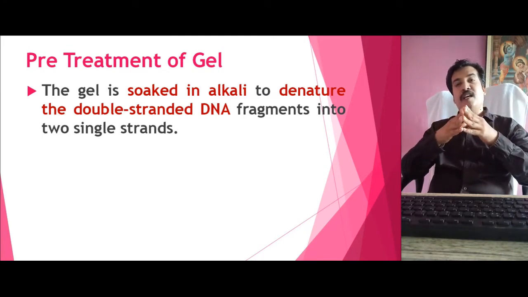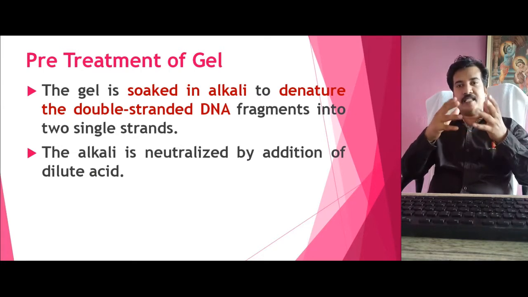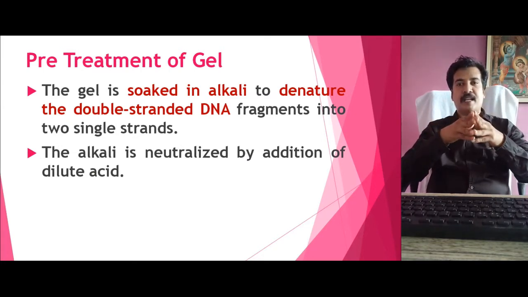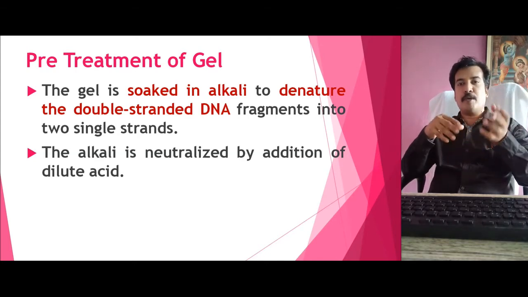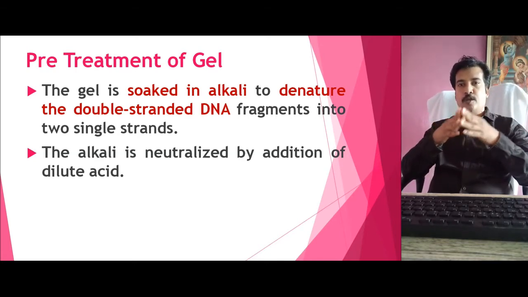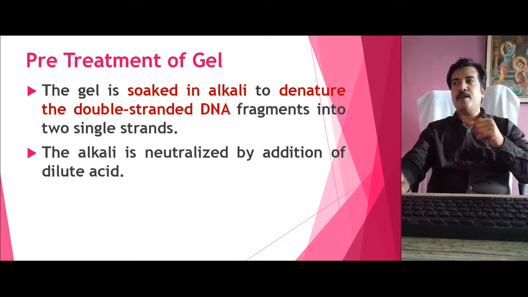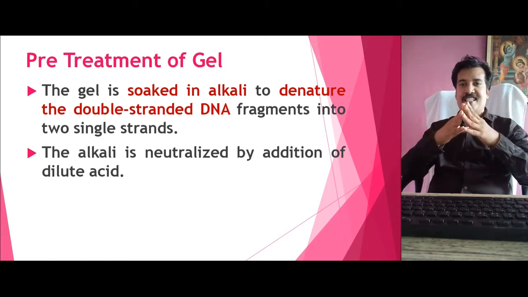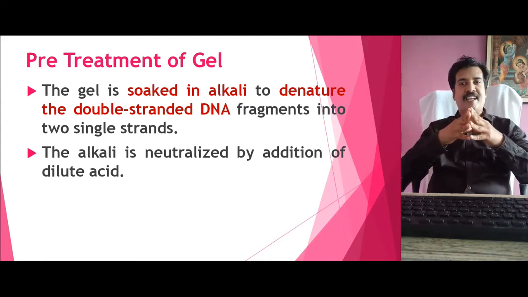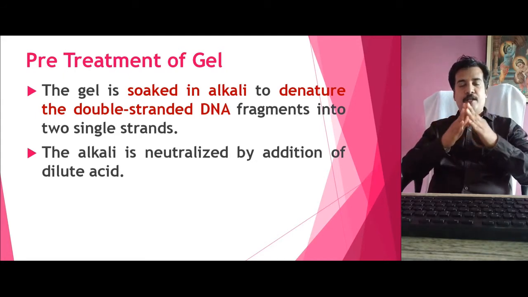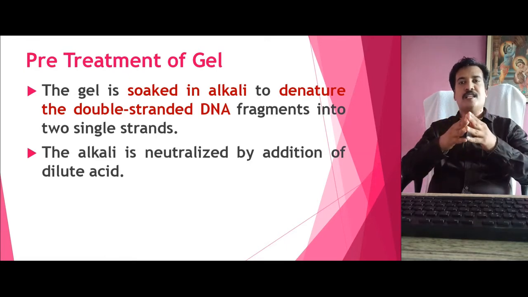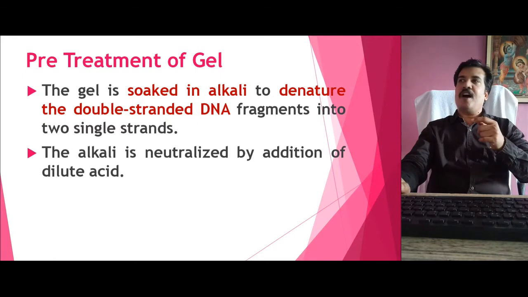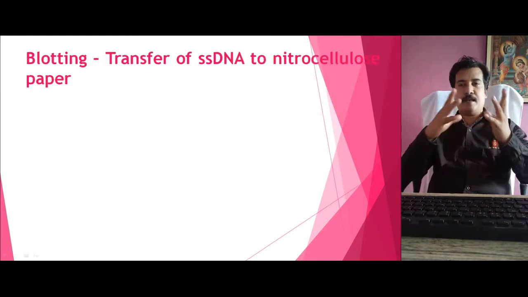If the exposure to this alkali lasts too long, then apart from breaking the hydrogen bonds, it will be strong enough to start breaking the phosphodiester bonds also. To avoid this, the alkali should be neutralized by the addition of acid. In this pre-treatment process, the end product we get is that the double-stranded DNA has been separated into two single-stranded DNA. After the pre-treatment, the next step is the blotting.